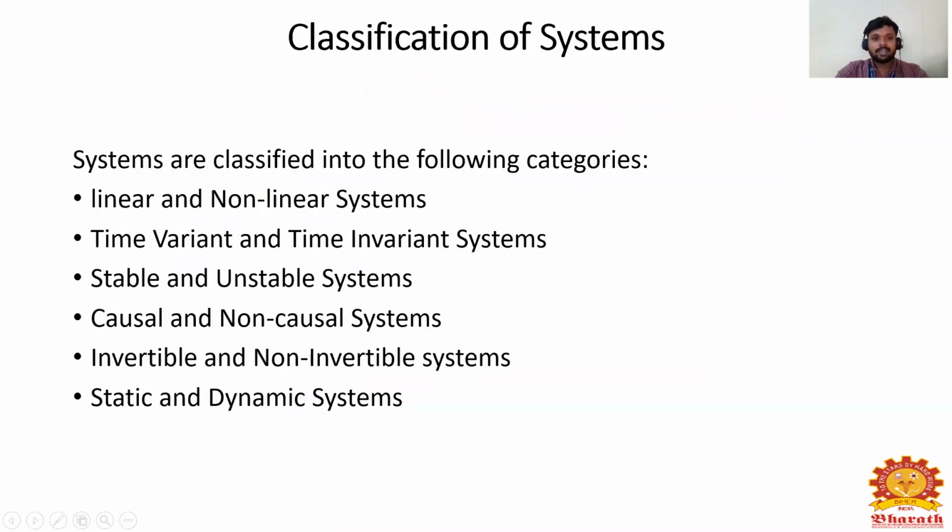Classifications of Systems. The systems are classified into the following categories: linear and nonlinear systems, time variant and time invariant systems, stable and unstable systems, causal and non-causal systems, invertible and non-invertible systems, and lastly, static and dynamic systems. So all these six types come under the classifications of systems.